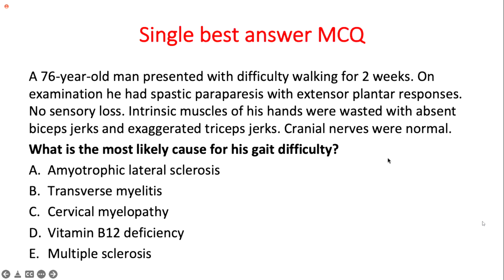So the majority have gone for D, vitamin B12 deficiency. That is 46%. 33% have thought it is C. 4% B. 8% A. 9% E. Okay.